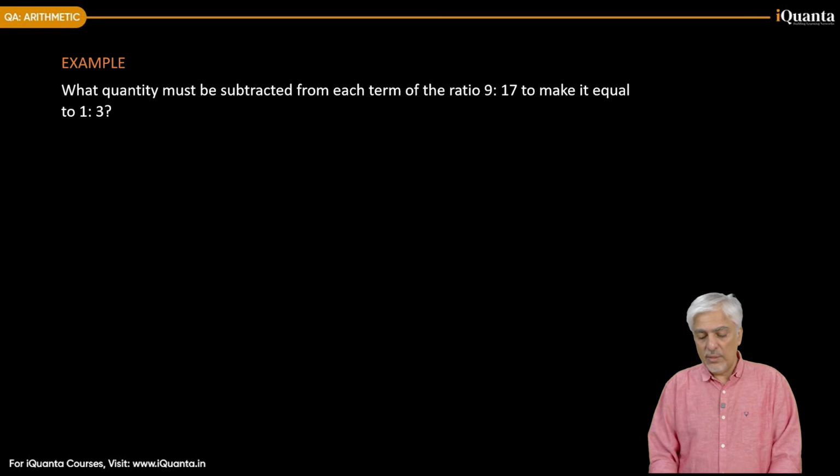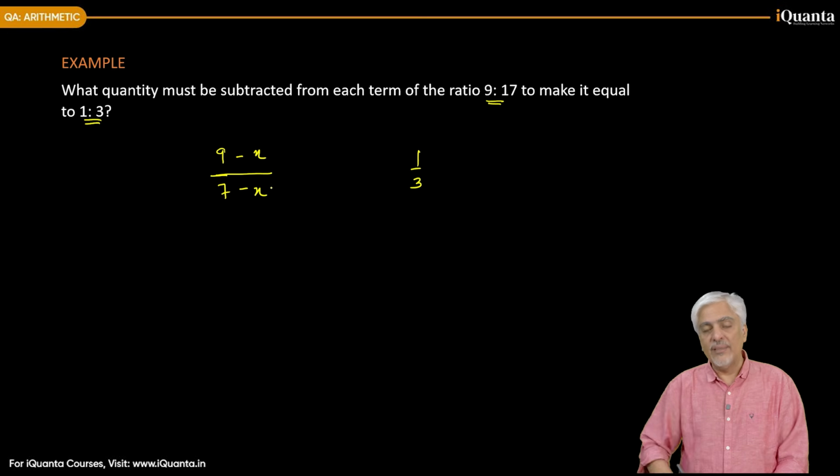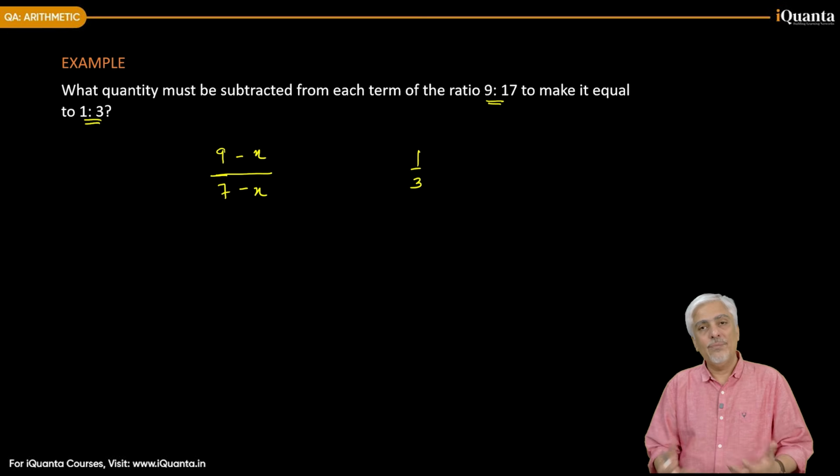Let's check the next one. What quantity must be subtracted from each term of 9 upon 17 to make it equal to 1 upon 3? That means I have 9 upon 17. I want to make it 1 upon 3. I want to subtract something from both the places. So we'll say let the number to be subtracted from both numerator and denominator be x, right?